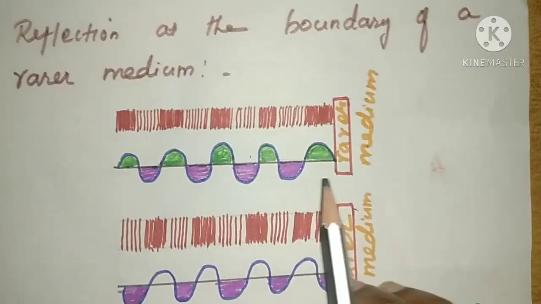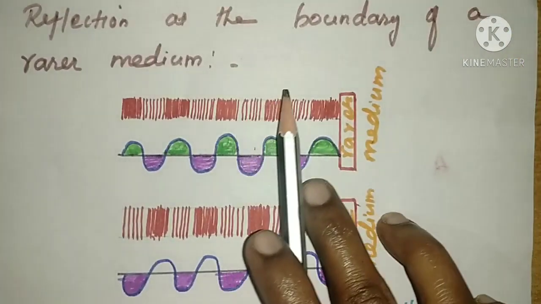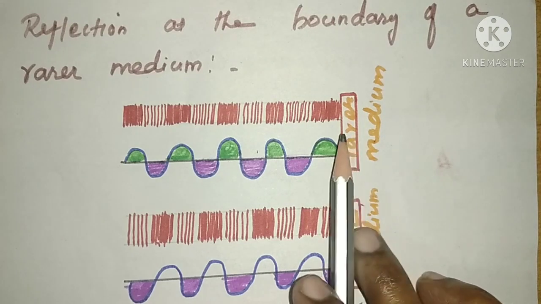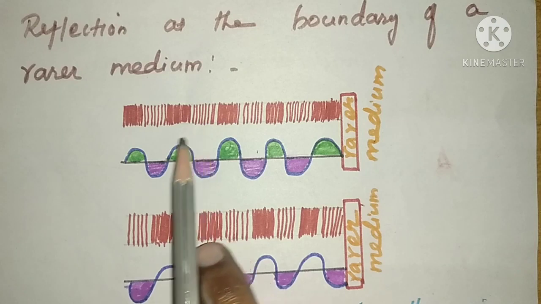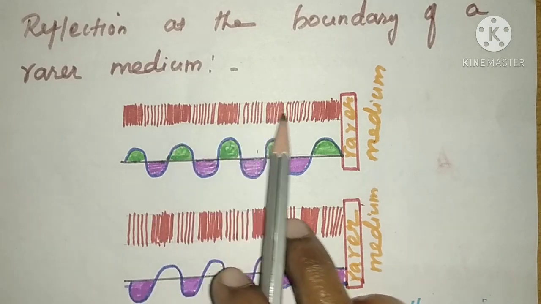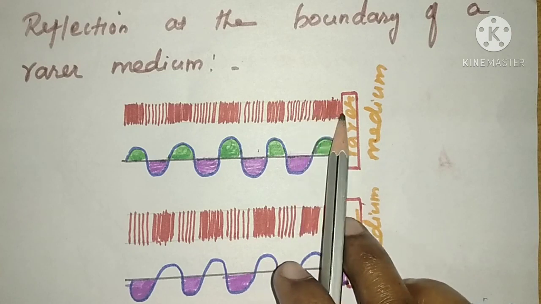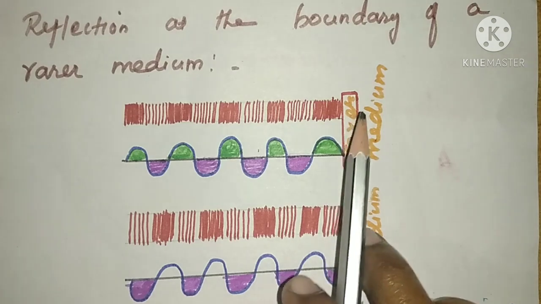So next we are going to learn the reflection at the boundary of a rarer medium. Just now we studied the reflection at the boundary of a denser medium. Now if it is a rarer medium, what will happen? Let us consider that sound waves travel in the form of compression and rarefaction, and this compression reaches the interface of the rarer medium.